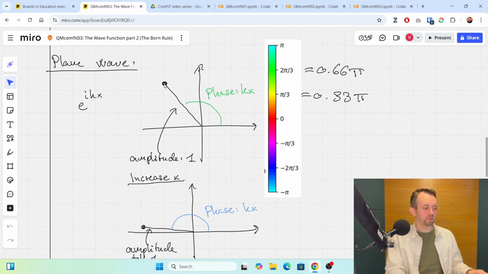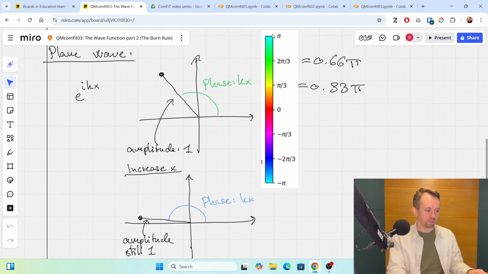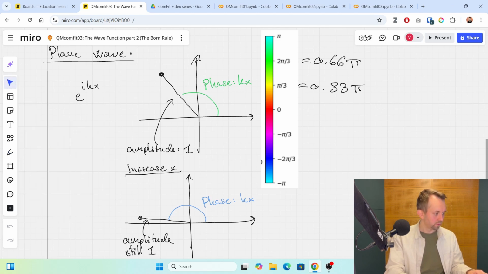So here is the value of this function. Now, if I increase x, and k is the same, meaning that we're moving to the right in space so that kx increases, then what changes is exactly the phase. When I increase x, I increase the phase, but the amplitude is still 1. In this case, I've colored the phase teal, or it should be more like teal. This was the color that I had.